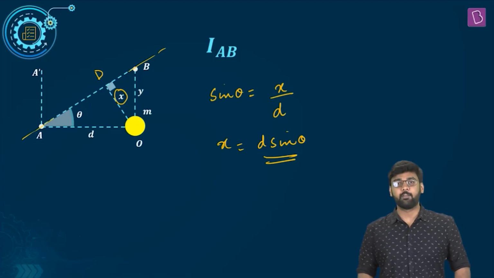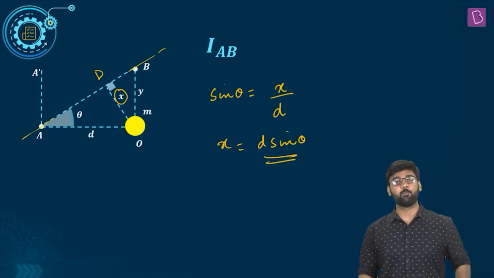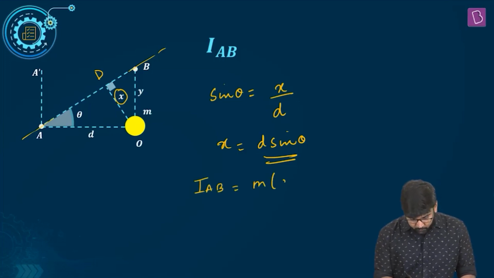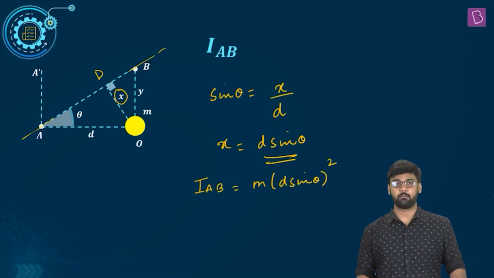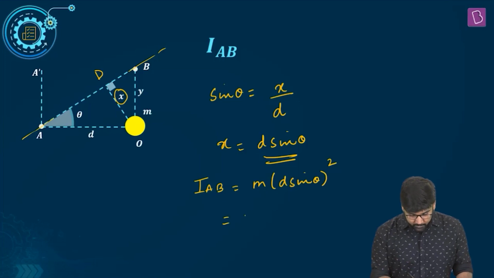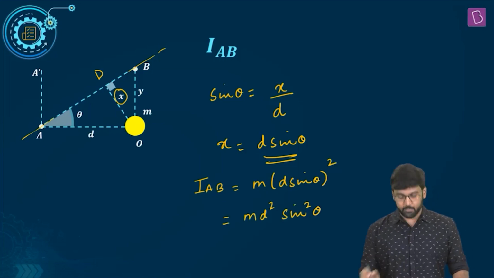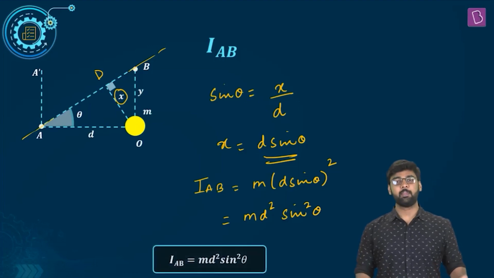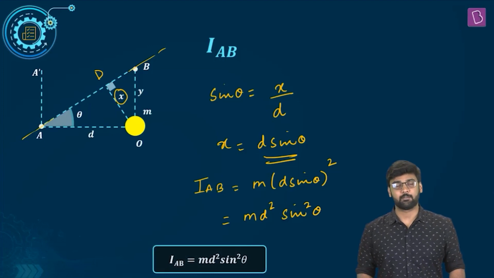So we got the perpendicular distance. Let's substitute in the formula of moment of inertia. We get IAB is equals to m into (d sine theta) whole square. So when we simplify this, we get m d square sine square theta. So the moment of inertia IAB is md square sine square theta.